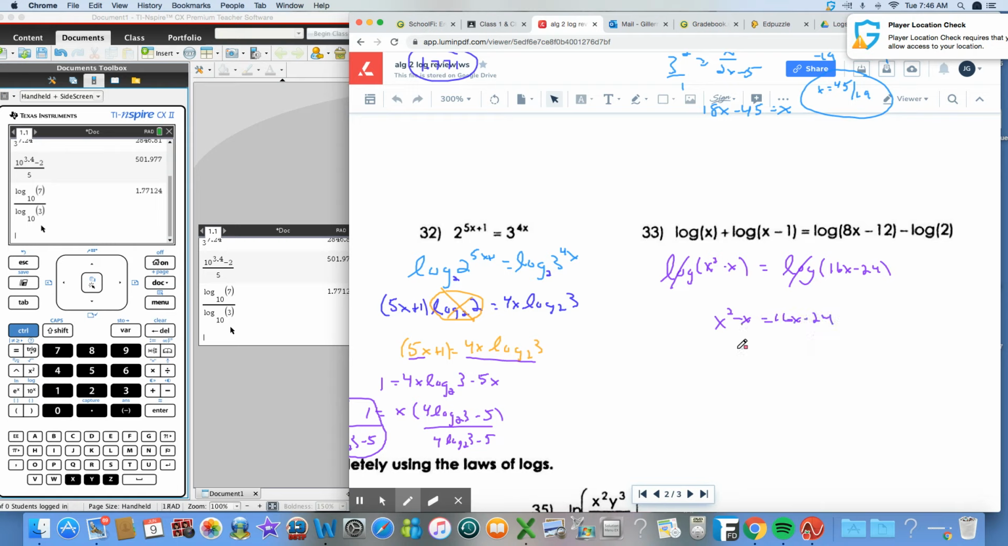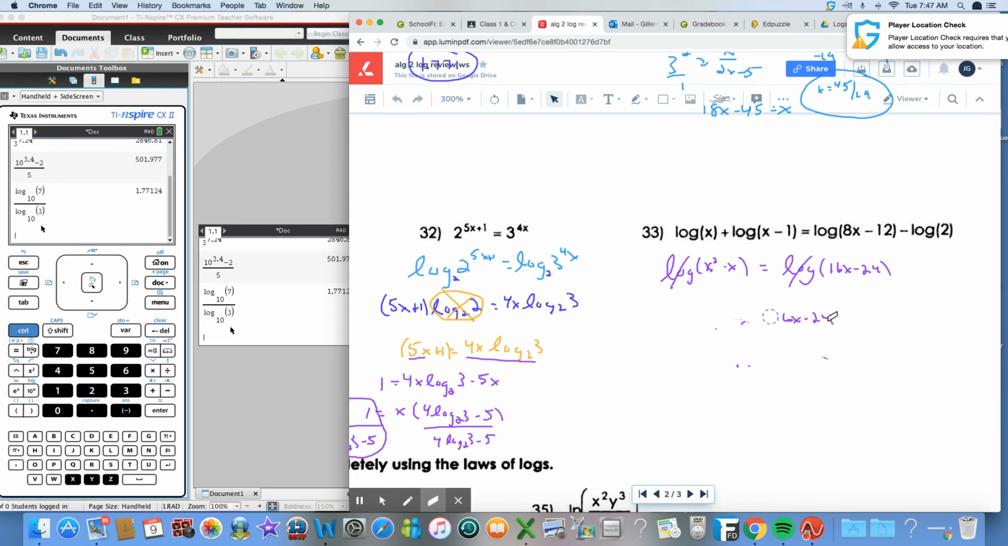All right, now quadratic, let's factor this, set this equal to 0. So that's x squared minus 17x plus 24 equals 0. And that doesn't factor, which I... Mr. Gillard is not very bright. So what happens when you try to rush through things.